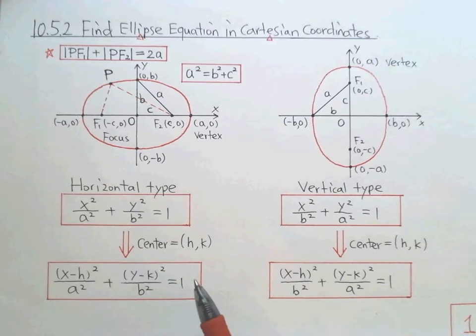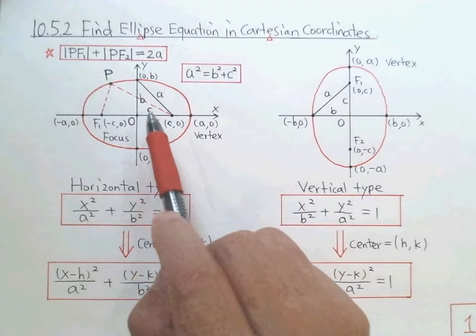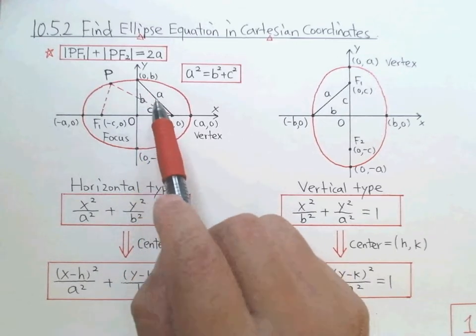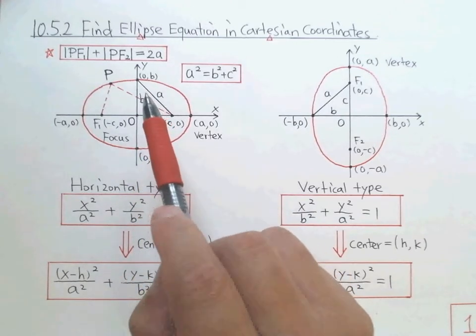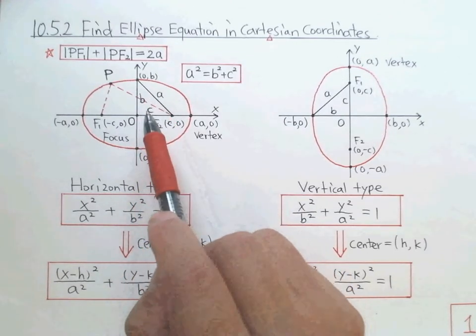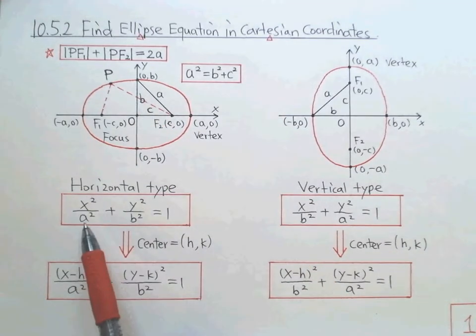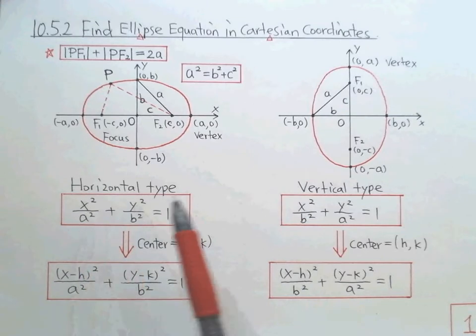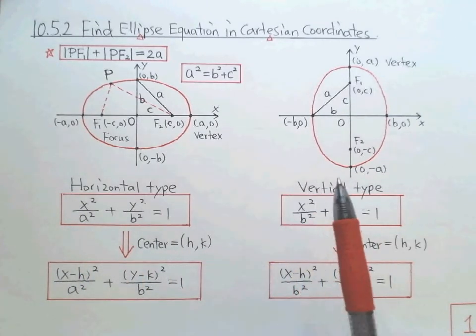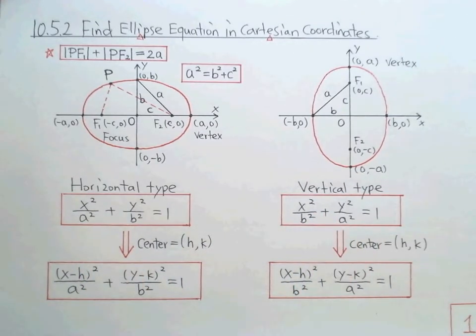One more thing I have to mention. From this right triangle, we can see the hypotenuse is a, which means a is always the longest among a, b, c. Keep in mind that a is the longest. The biggest parameter goes to the denominator of x. Why do we need this? Because later we need to compare to another type.